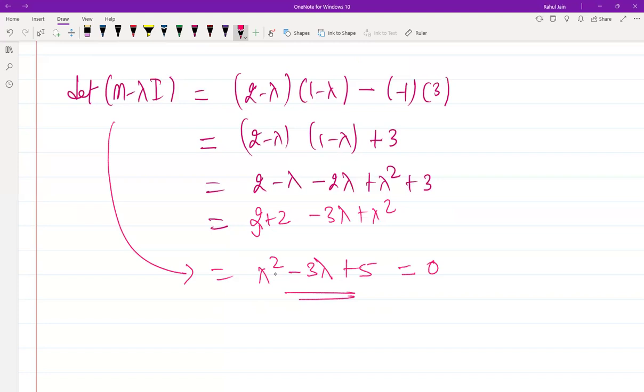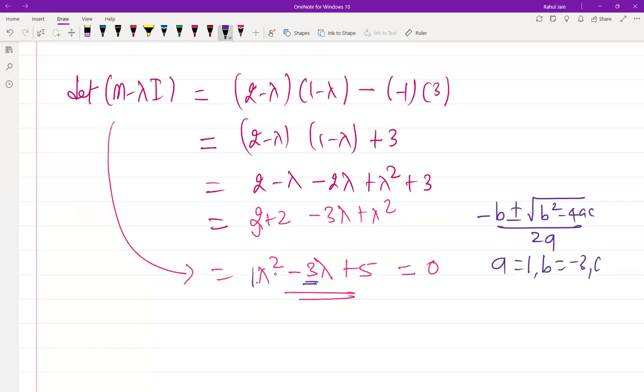Now this is a quadratic equation, and for solving the roots of a quadratic equation there is a formula: minus b plus minus the square root of b square minus 4ac, divided by 2a. Here, if you match it, the value of a is 1, since there is no coefficient, the value of b is minus 3, and the value of c is 5.